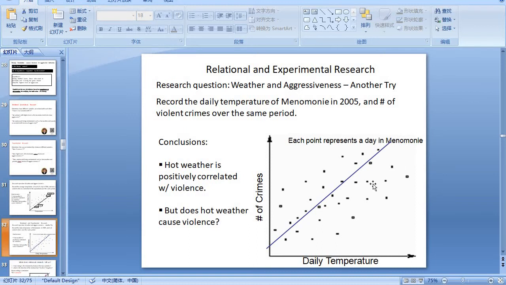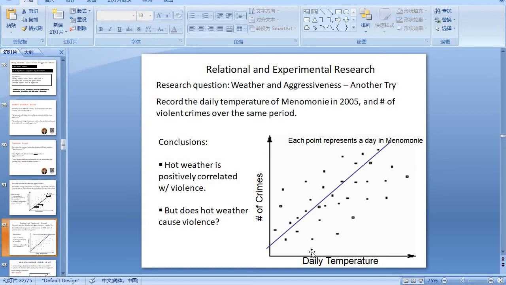Although you are studying the same people, the same city, you see each day is different in many aspects from another day. You see that in wintertime, the temperature is low and there are fewer crimes. Maybe there is indeed a relation between number of crimes and daily temperature. But are there alternative explanations?